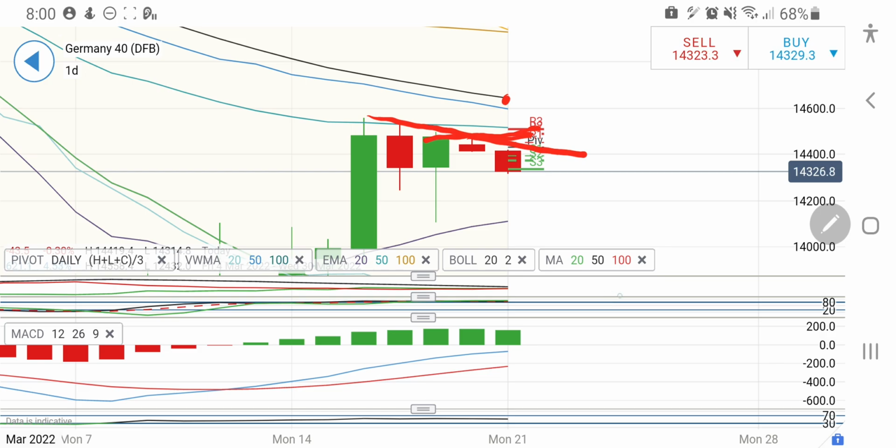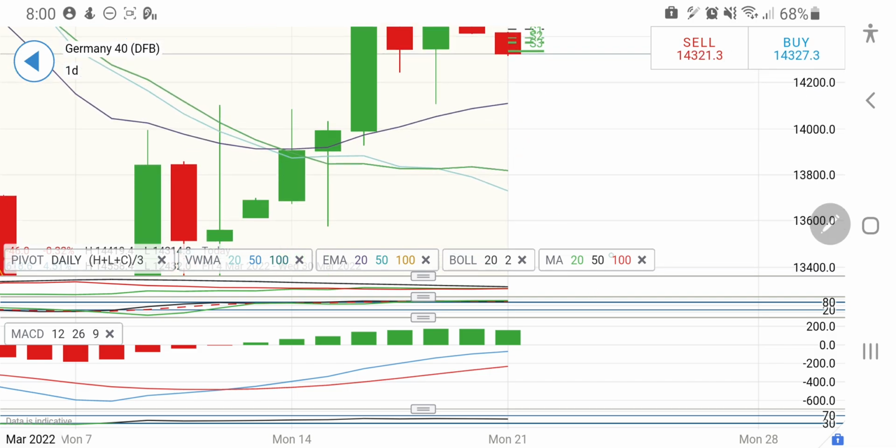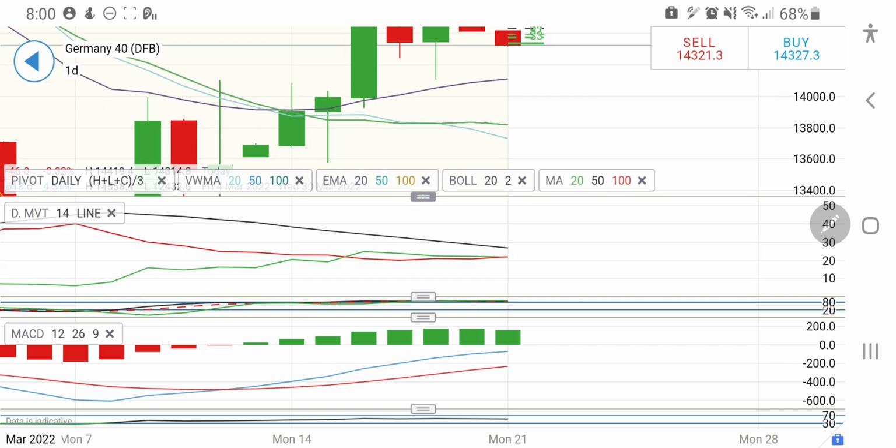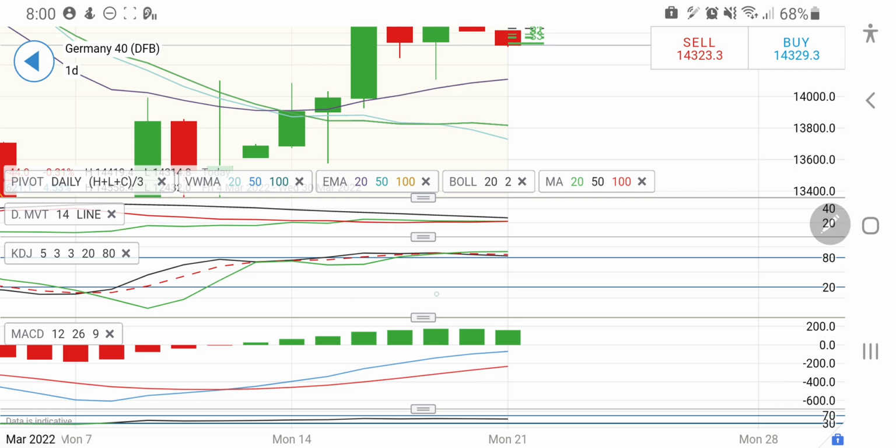Till the time it remains below 14450, with the stop loss at 14450, you can remain short on Germany 40. The target should be at around 14150 levels, which may provide a little support. Below that, it is going to come back towards 13800 and below levels. We can expect a good drop in Germany 40, first towards 14100 target, and then towards 13800 levels in the near future. If not today, tomorrow, day after tomorrow, probably it may try to hit 14100, 14000 and 13800 levels.